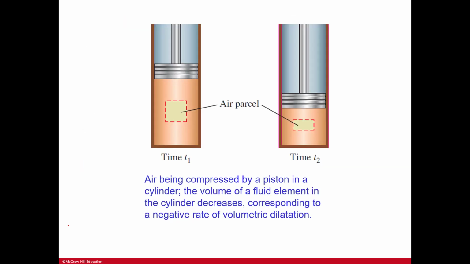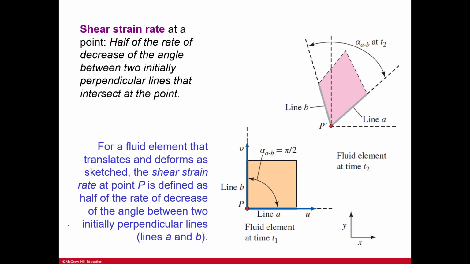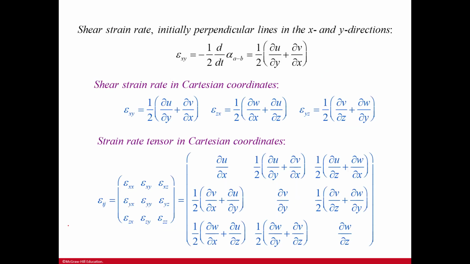And here, what if we have an air parcel? Air being compressed by a piston in a cylinder, the volume of the fluid element in the cylinder decreases, corresponding to a negative rate of volumetric dilation. Shear strain rate, at a point, is half of the rate of decrease of the angle between two initially perpendicular lines that intersect at that point. And then here we just have these formulas: shear strain rate tensor for the Cartesian coordinates for both.